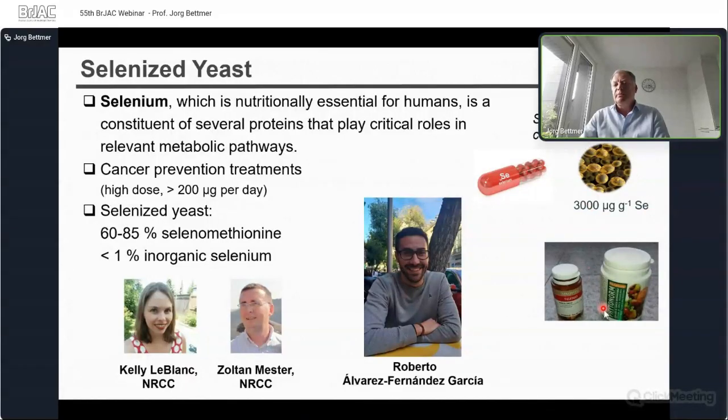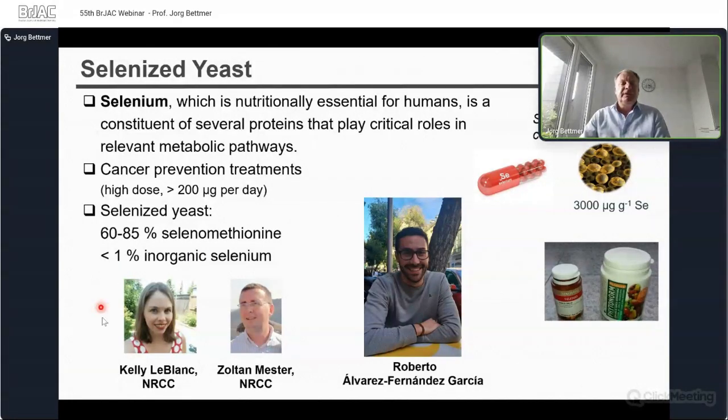So there are some commercial products, as you can see here on this slide, which have up to 3,000 micrograms of selenium per gram of yeast. Basically, the selenium yeast contains selenium in the form of selenomethionine, so in an organic form. The inorganic selenium is relatively low, and the rest can vary a little bit or is unknown.